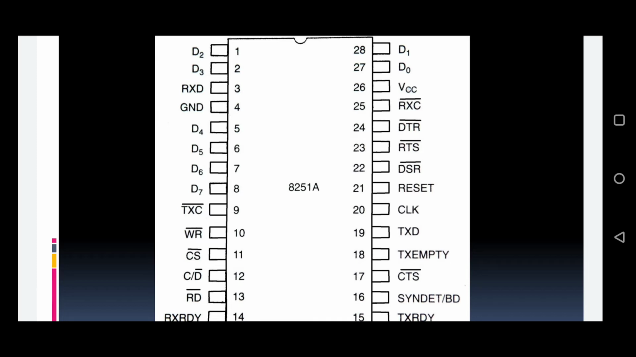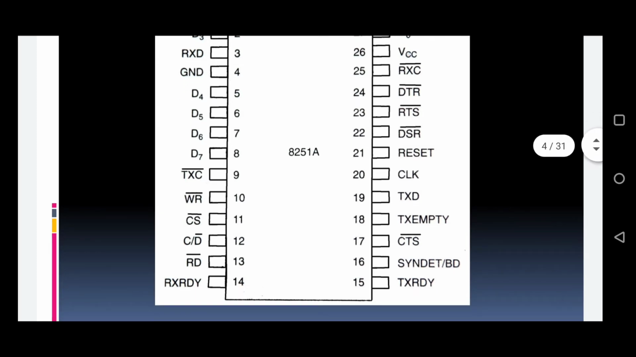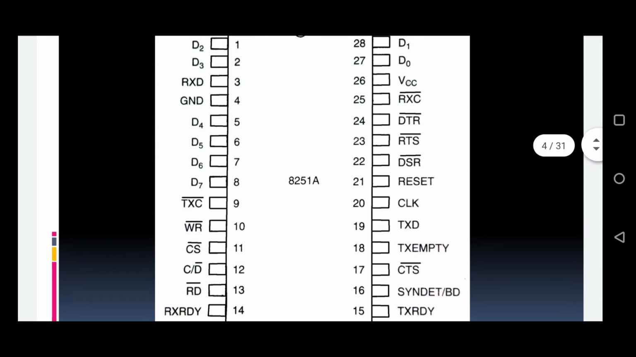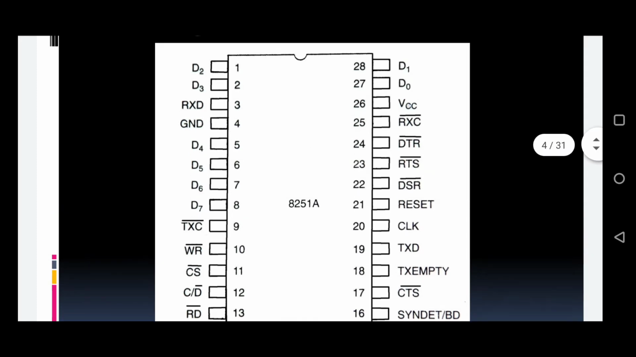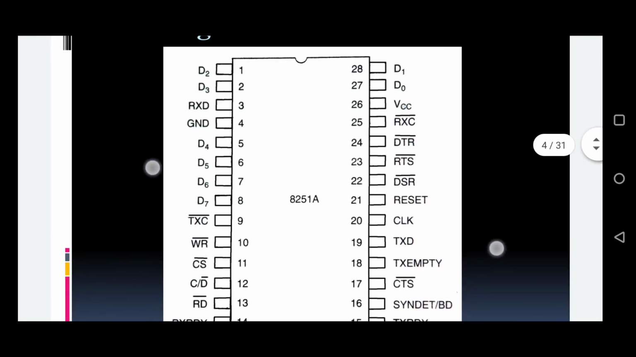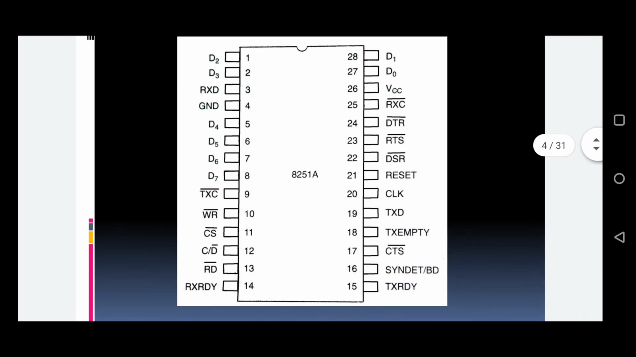And the next one is CTS, clear to send. It is an input terminal for the modem interface, which is used for controlling your transmit circuit. And RTS is request to send. It is an output terminal, an output port for the modem interface. So that's all the description of the pin diagram of IC 8251, the serial communication interface, or USART, the universal synchronous asynchronous receiver transmitter.